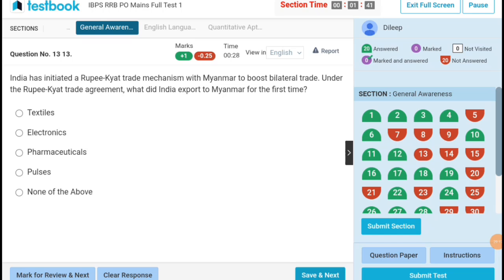India has initiated a rupee-kyat trade mechanism with Myanmar to boost bilateral trade. Under this agreement, what did India export to Myanmar for the first time? Textiles, I think, or pharmaceuticals. Pulses, I think pulses.